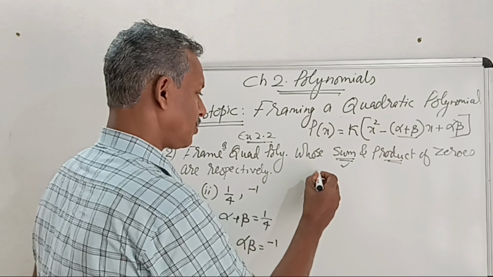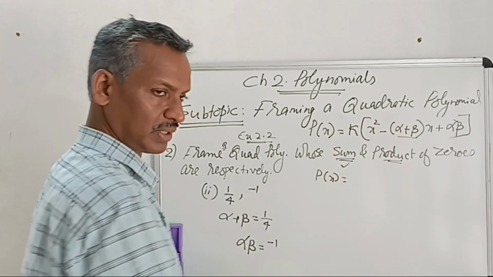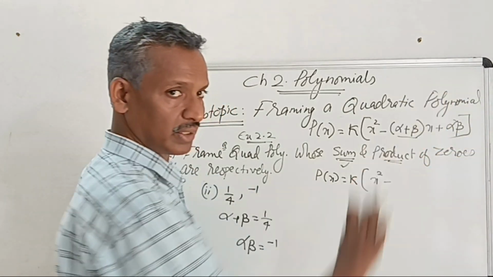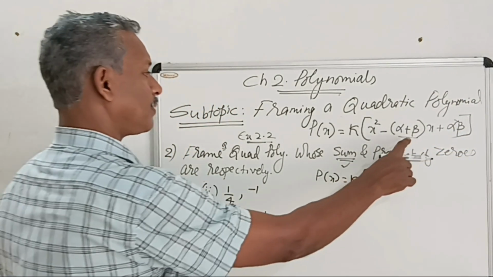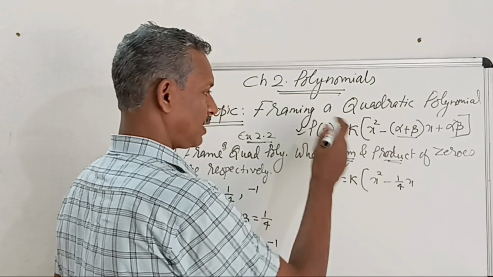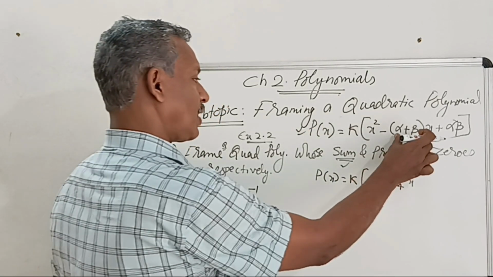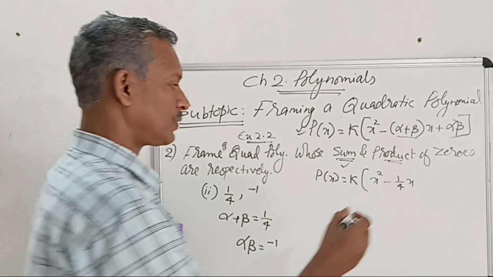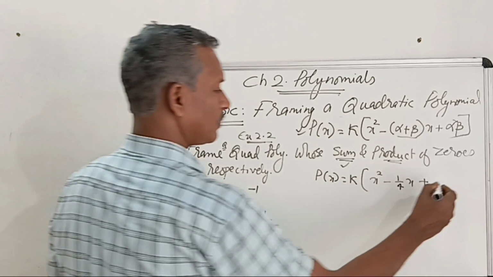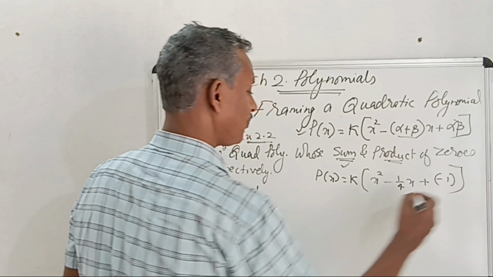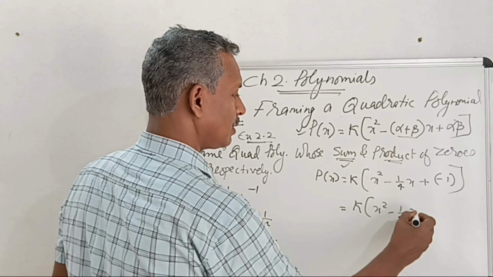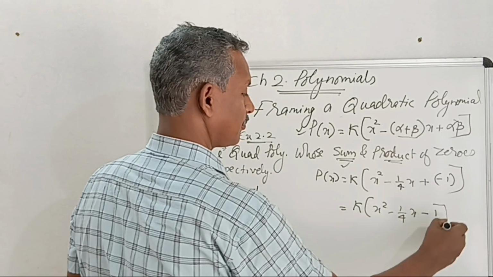So we can write the polynomial p of x is equal to k into x square minus, always you have to write this standard form. What is alpha plus beta? It is 1 by 4. First you have to write this and then substitute. In alpha plus beta's place you write 1 by 4 x plus alpha beta. Alpha beta is minus 1. Then k into x square minus 1 by 4 x plus minus will become minus 1.